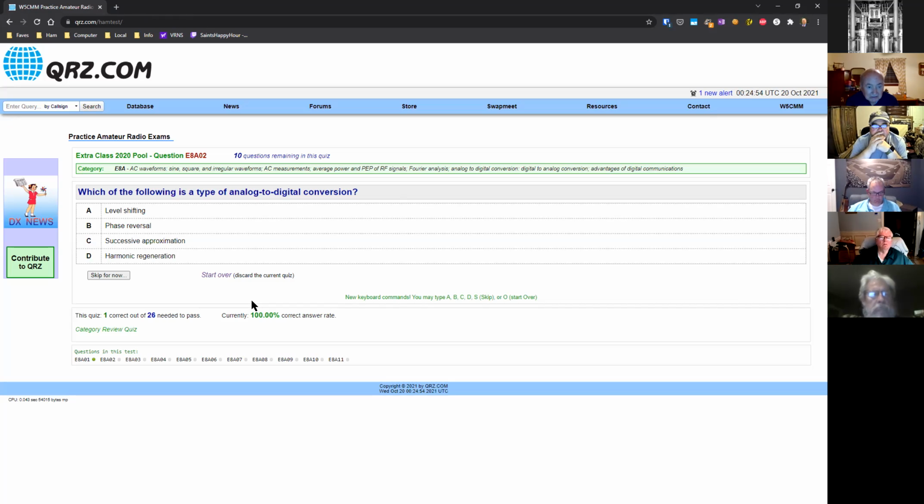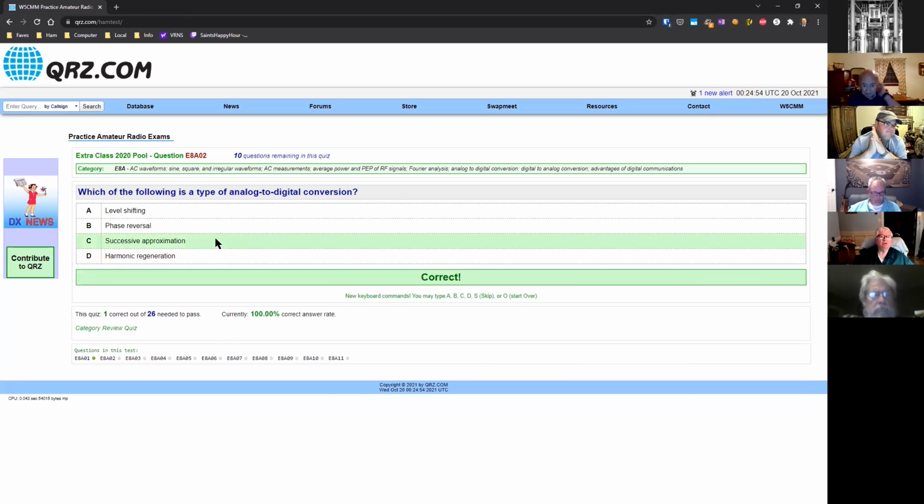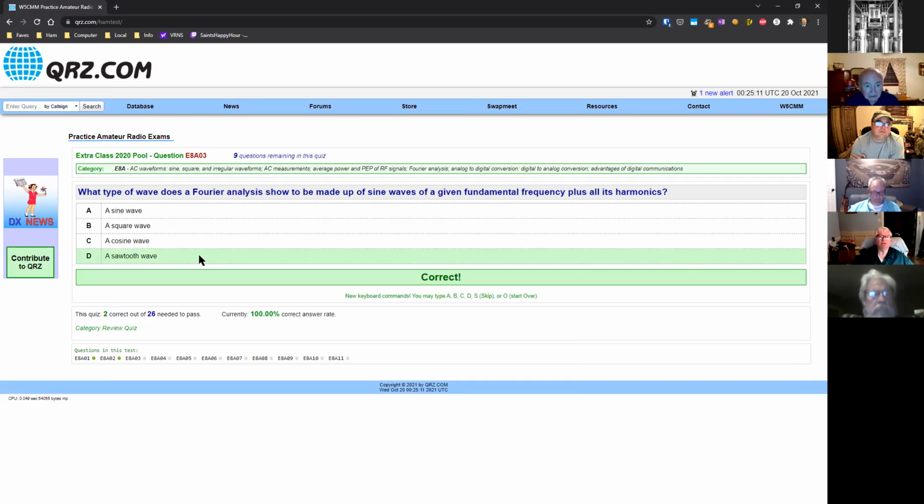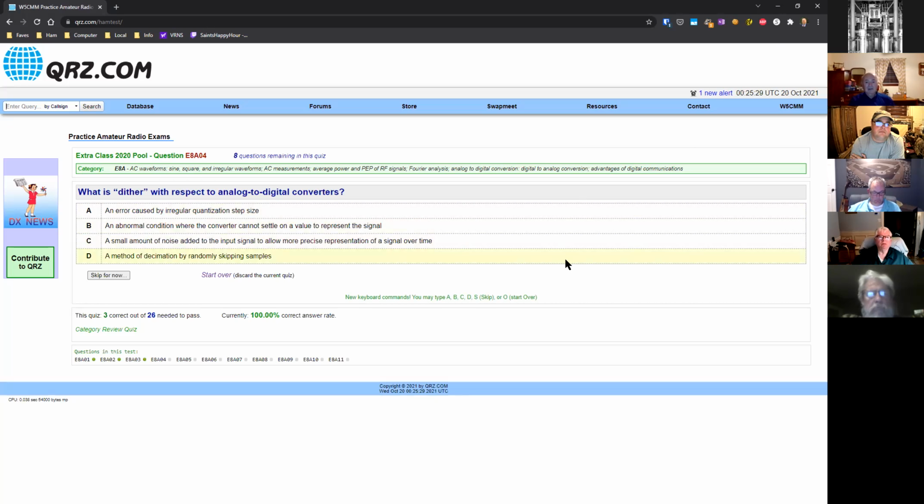Which of the following is a type of analog to digital conversion? Successive approximation. Yeah, it's going to be C, Charlie. What type of wave does a Fourier analysis show to be made up of sine waves at a given fundamental frequency plus all its harmonics? Sawtooth wave. B. Yeah, it's going to be a sawtooth wave. Square wave is just the odd harmonics.